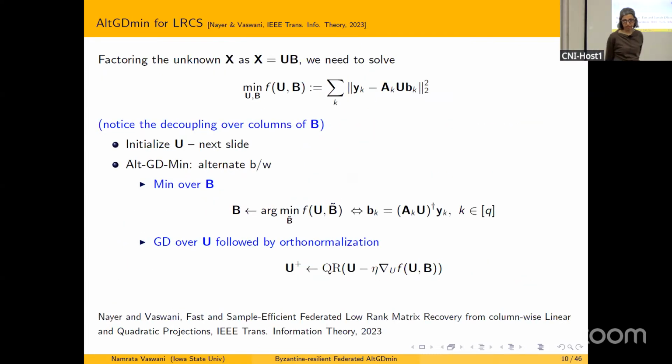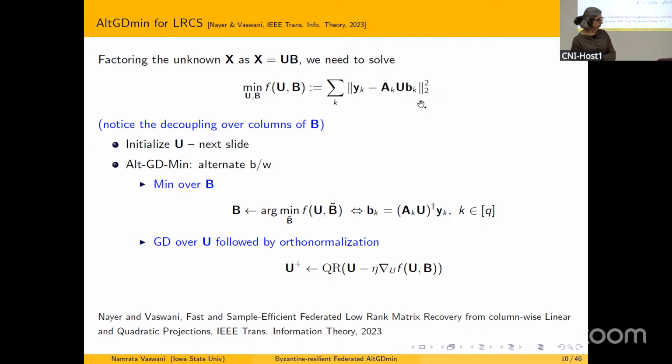So here's the algorithm. So notice this is a problem. This is actually where we came up with this AltGDmin solution, because we were trying to look for gradient descent-based fast solutions for this problem. So here is the cost function. If you're factoring your unknown X as U times B, here is your cost function. You're writing your x_k as U times b_k.